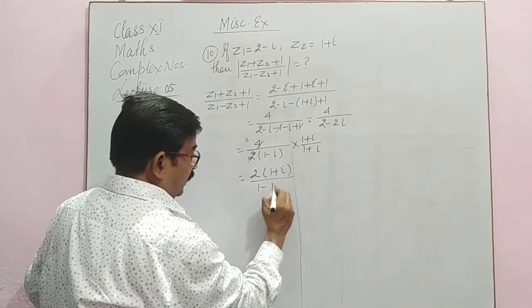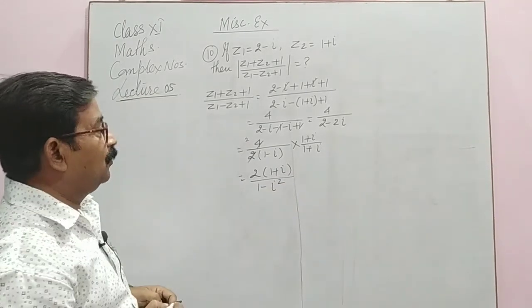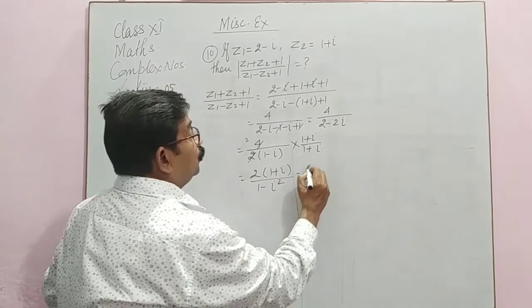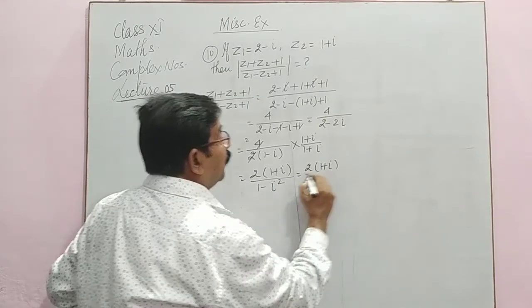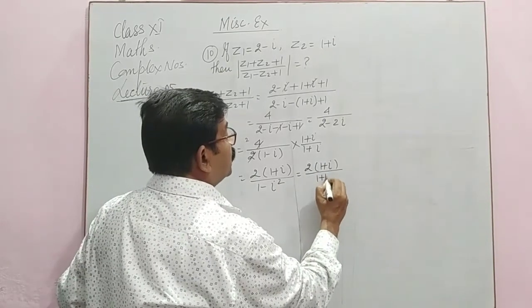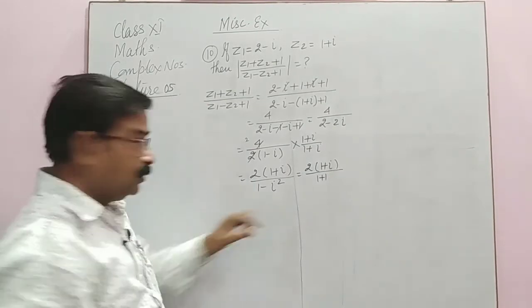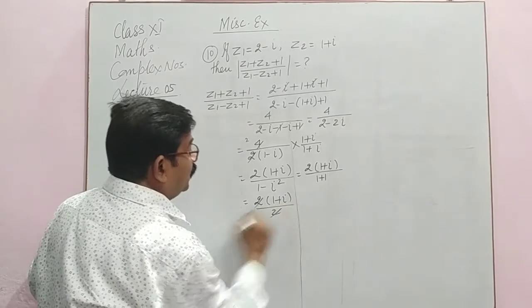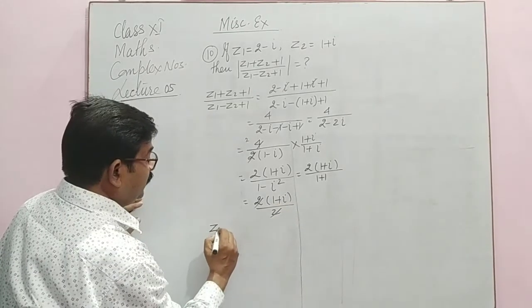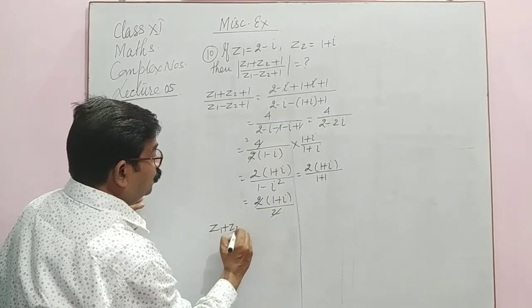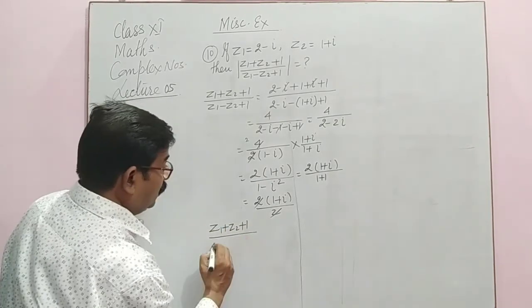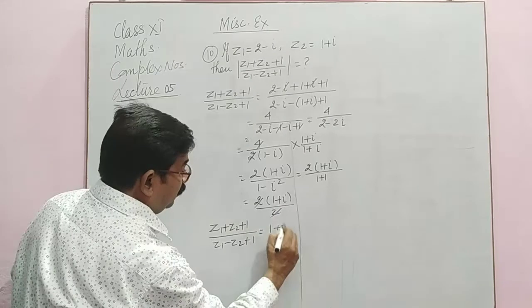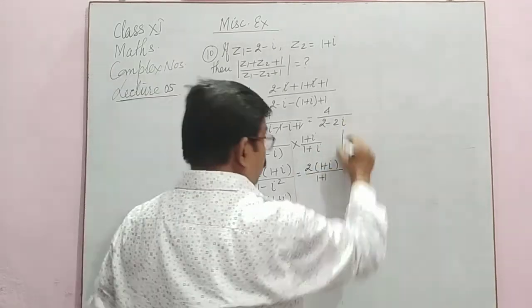And here we have 1 minus i square. Got it? 1 plus i square, 1 minus i square. So 2 times (1 plus i) upon, this is 1 plus 1, since i square is minus 1. So we have 2 times (1 plus i) upon 2. This 2 will go. So what is the value? (z1 plus z2 plus 1) upon (z1 minus z2 plus 1) is equal to 1 plus i.